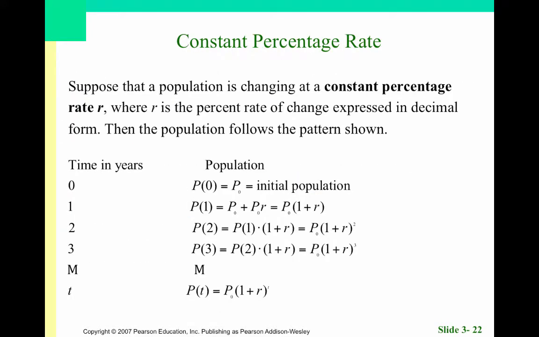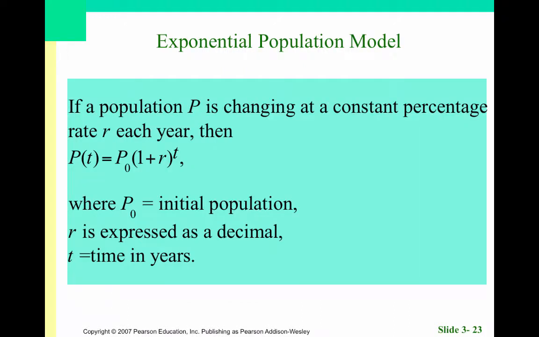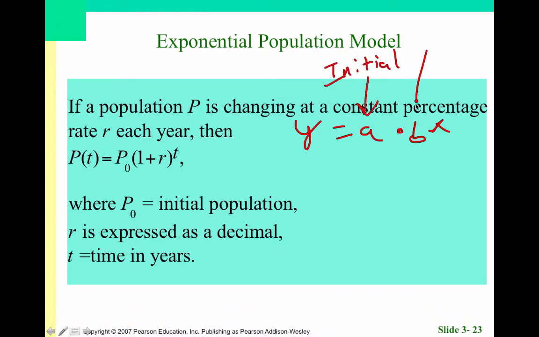Population growth, basically what we're talking about here. If a population P is changing at a constant rate, so 3.1 was all about y equals a times b to the x, where a was the initial value and b was that base.